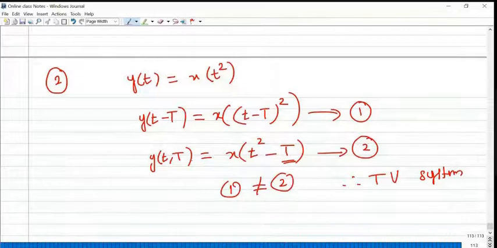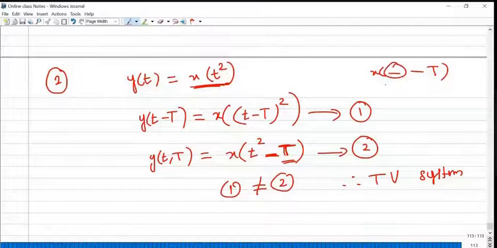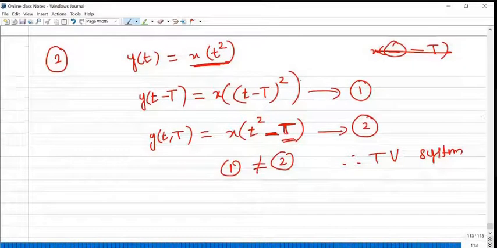Output due to delayed input means whatever the x function is, that function is delayed by this amount of time. You should not replace this t by t naught. Whatever the x function, that will be delayed by this much amount of time. This is a little bit confusing for students, but you have to solve clearly. T minus t naught represents your output is delayed by t naught, so you replace all the small t in the expression by t minus t naught. Y of t comma t naught represents output of the system due to delayed input, so wherever the x function is there, that function is delayed by t naught amount of time.